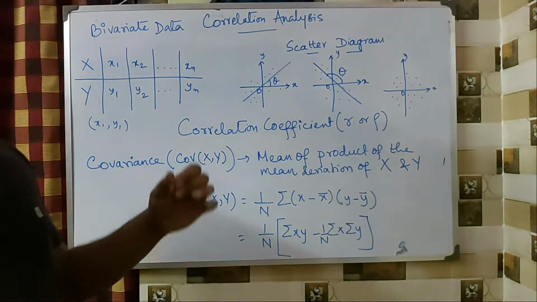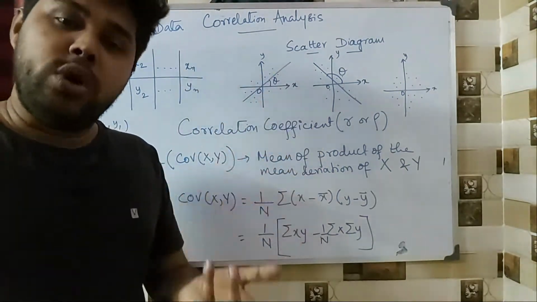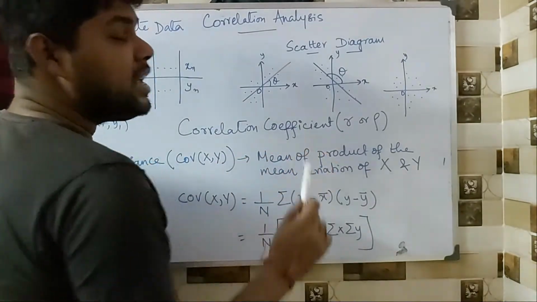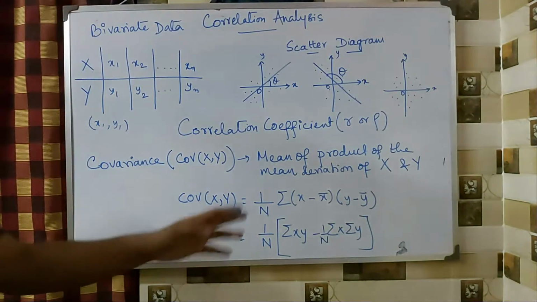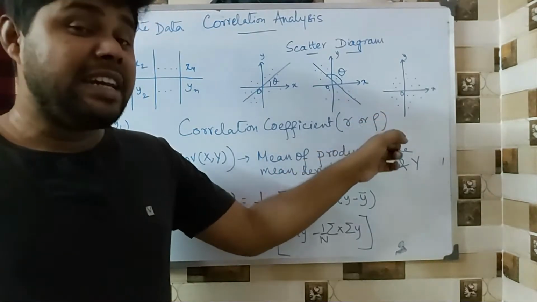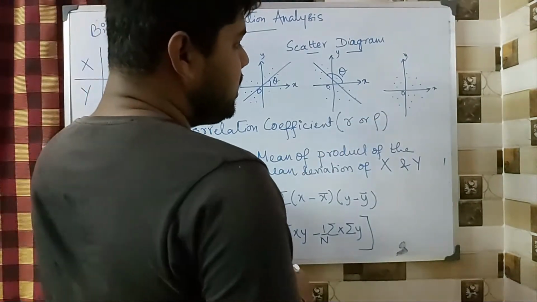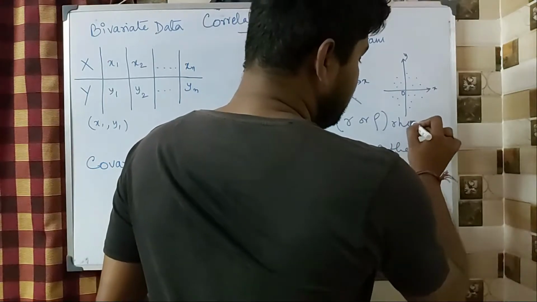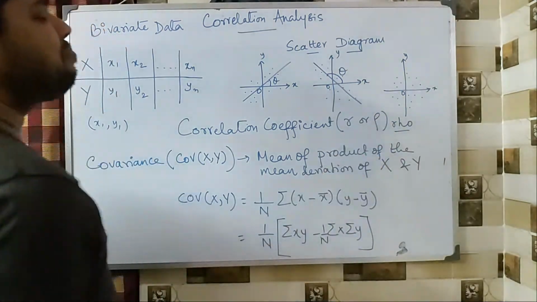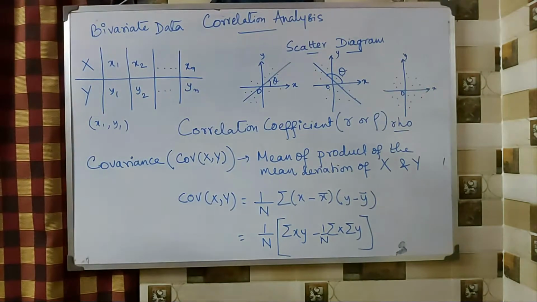Now, the idea of correlation is measured through something called a correlation coefficient. This correlation coefficient is denoted by a small r or the Greek letter rho. You can use either of the two, whichever you want.